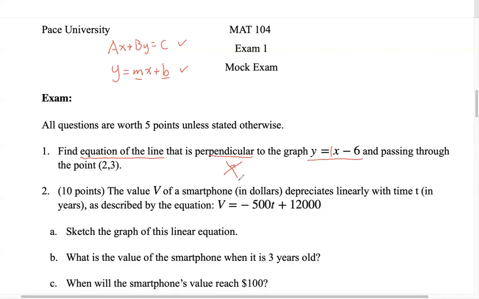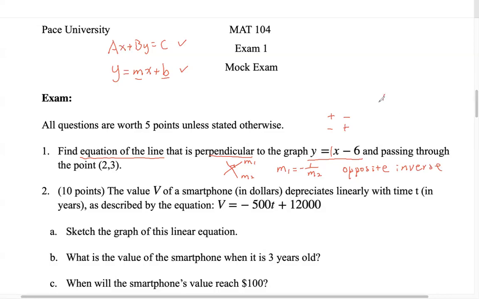So if two lines are perpendicular, right, the slope of this one is called M1, slope of this one is called M2. So M1 equals negative 1 over M2, which is opposite inverse, right? Opposite means if one is positive, the other one is negative. If one is negative, the other one is positive. So opposite. Inverse. Inverse means multiplicative inverse.